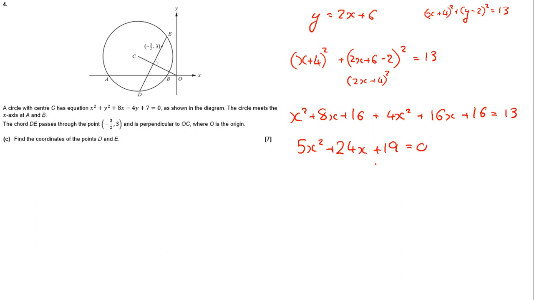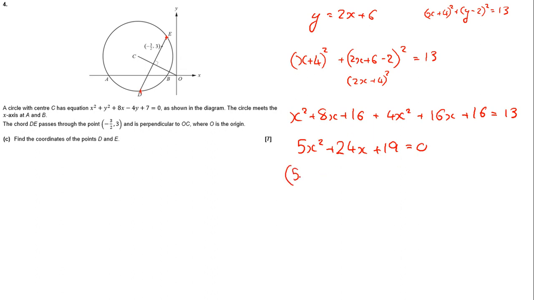Okay, so we've done the chunk of work, to be honest, in this question. What we've done so far is find the equation of this line DE using this point and the perpendicular gradient OC. We've then substituted into the equation of the circle to find the x coordinates for D and E. Now we just need to solve this as a quadratic.